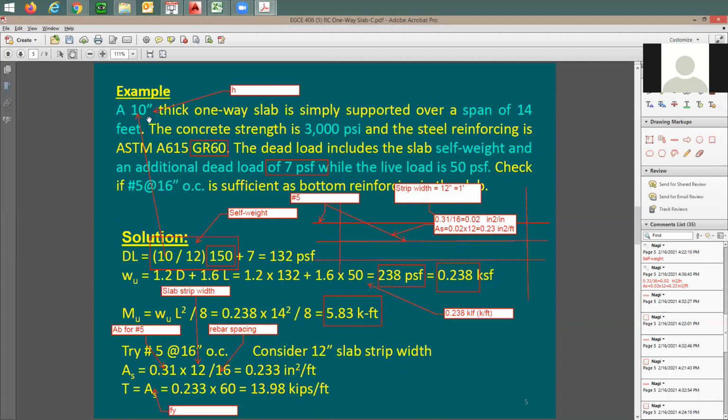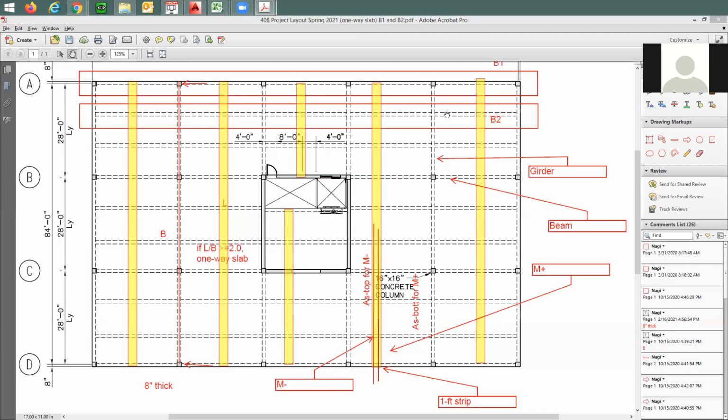8 inches, because it's only 9 feet. So I'm going to say 8 inches should be fine. Good question came here.